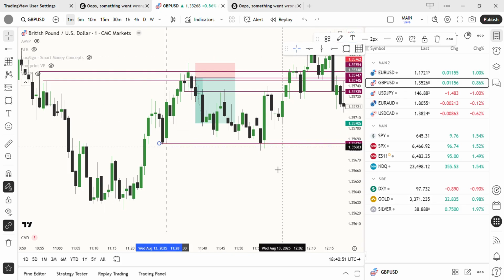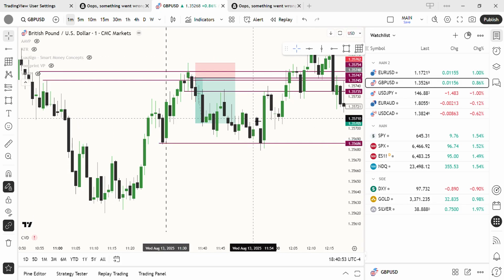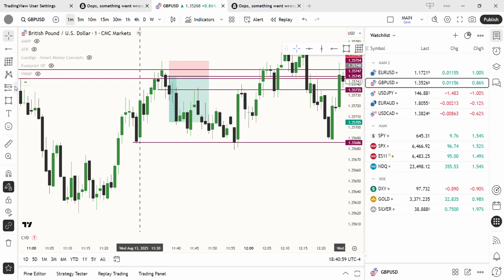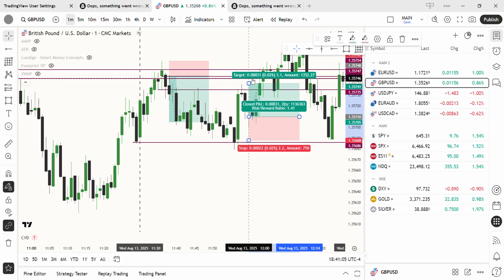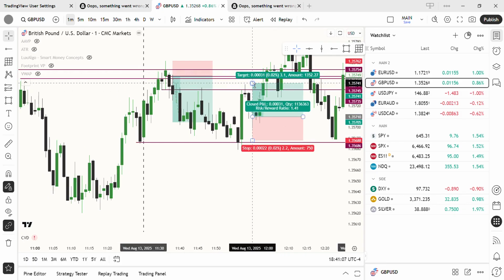Down here as well. Order block, break structure, touch the order block, and bam, we go straight up. This would be a good trade as well, but I only trade once a day, and then we target these highs.